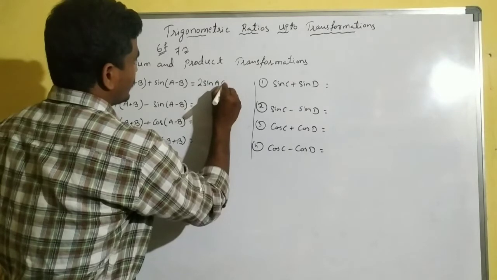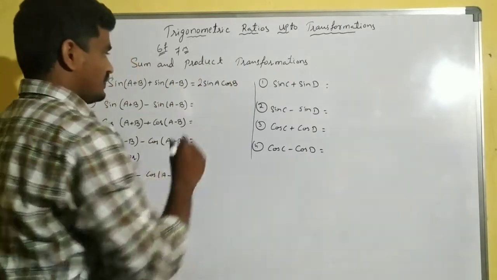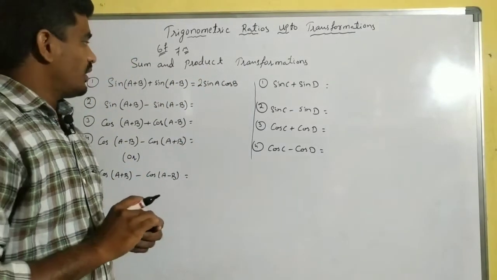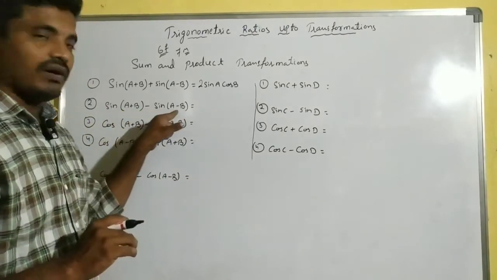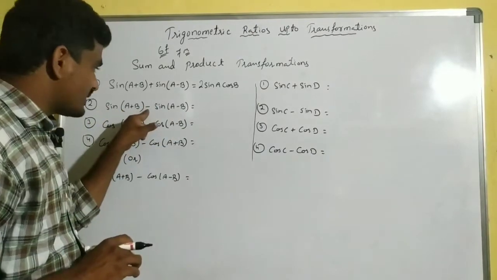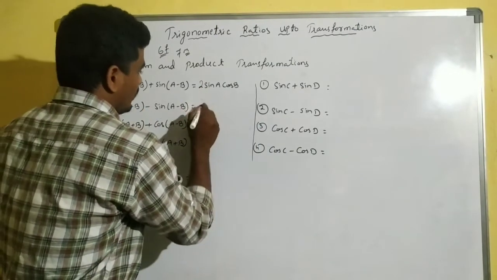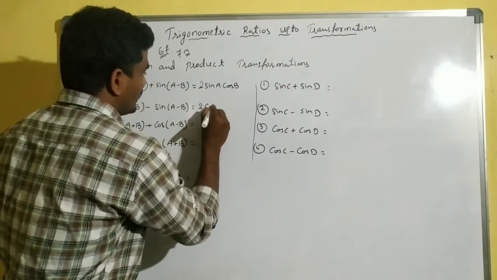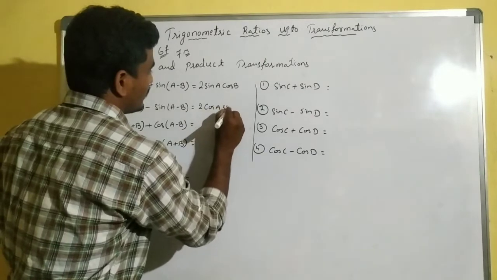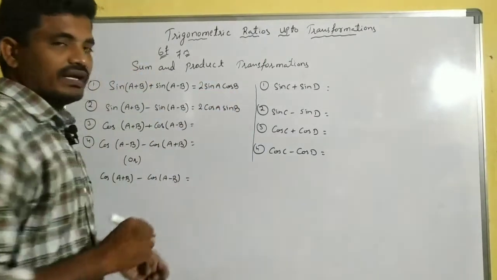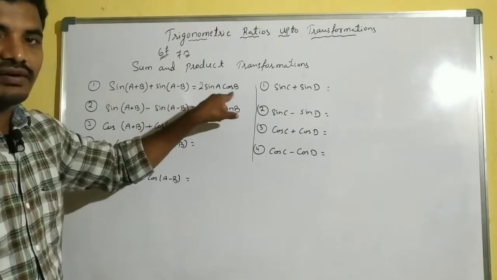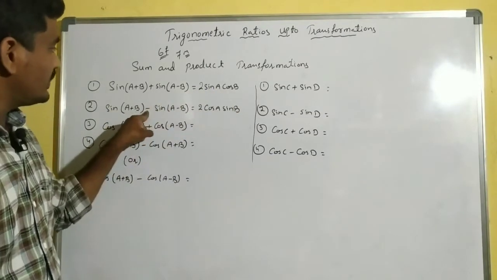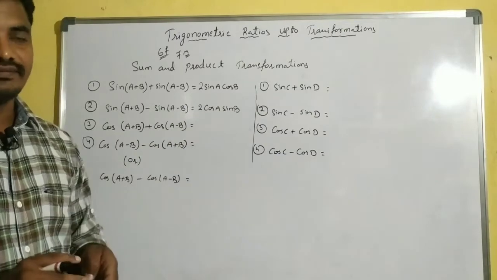2 sin a cos b. And next, sine of a plus b minus sine of a minus b. When you take a minus sign, you will get cos first, cos a sin b. Just reverse here: when you take a plus, you get sine then cos, and when you take a minus, you will get first cos and then sine.